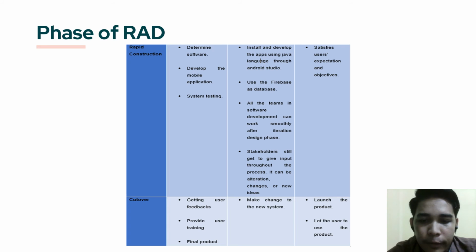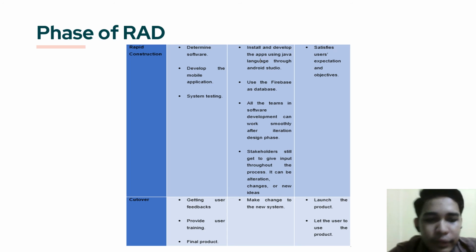In this rapid application construction, there will also be system testing. This is the testing phase where stakeholders can test the application, make iterations, make new suggestions, and find bugs, because the involvement of stakeholders in every phase is important. The output or deliverable of this phase is to satisfy user expectations and meet the objectives of the project.